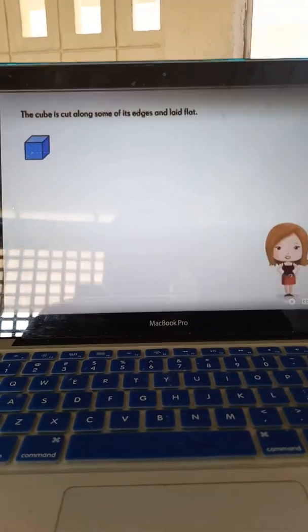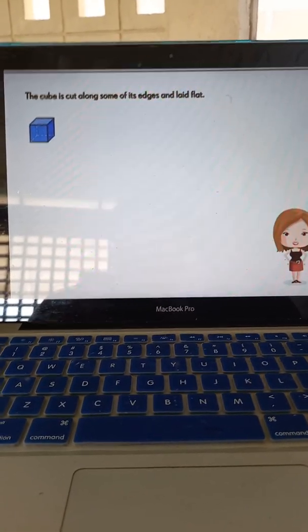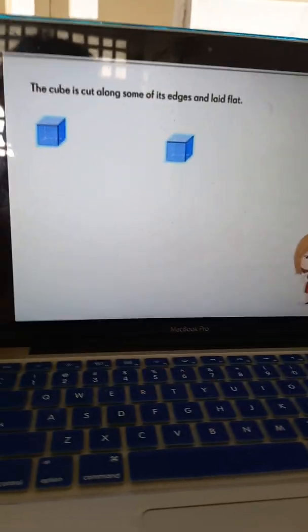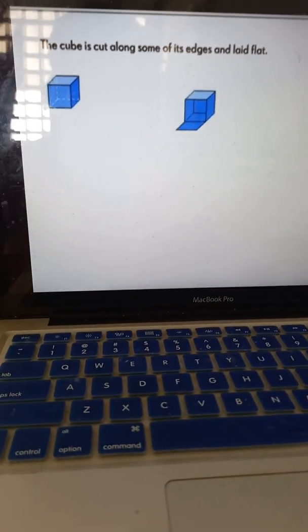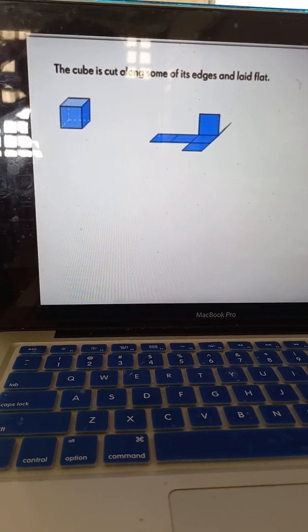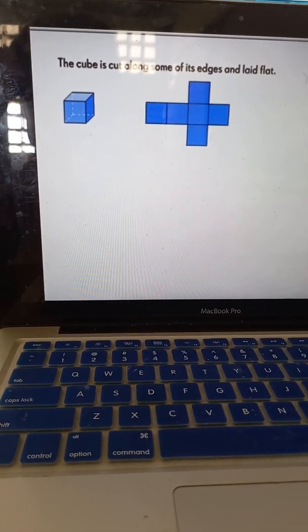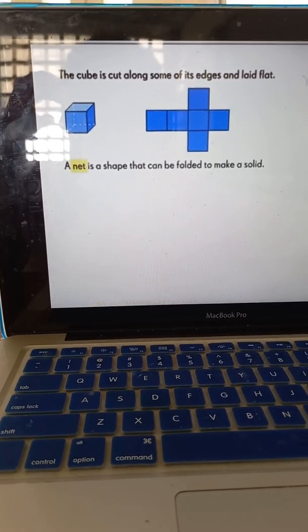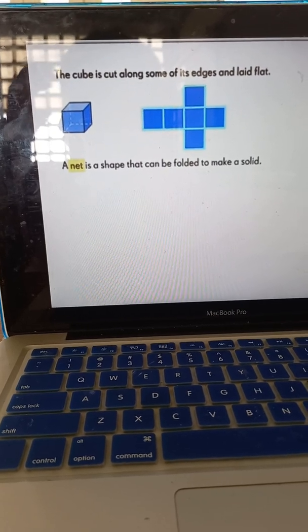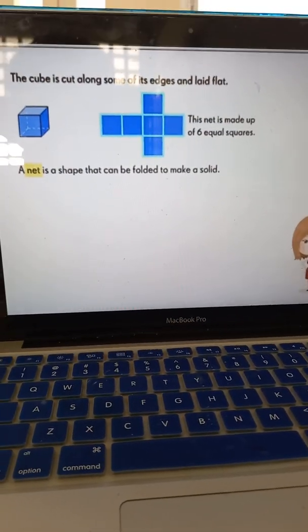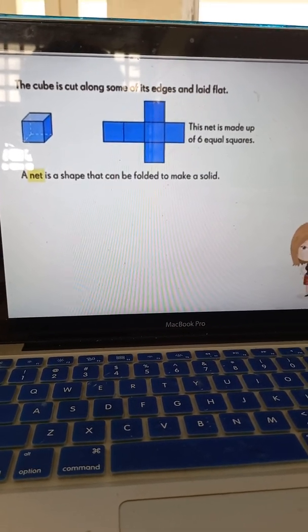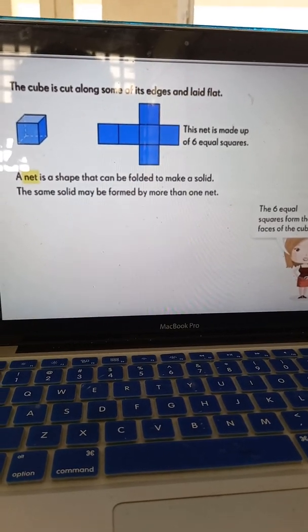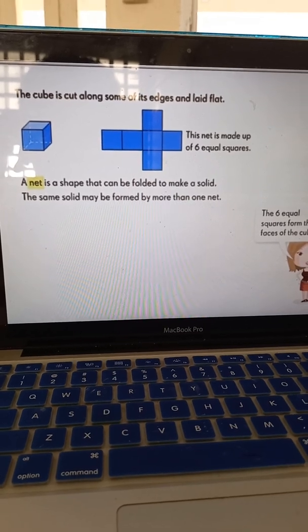Let's see what happens when the cube is cut along some of its edges and laid flat. Like this. This is a net. A net is a shape that can be folded to make a solid. This net is made up of 6 equal squares. The 6 equal squares form the faces of the cube. The same solid may be formed by more than one net.